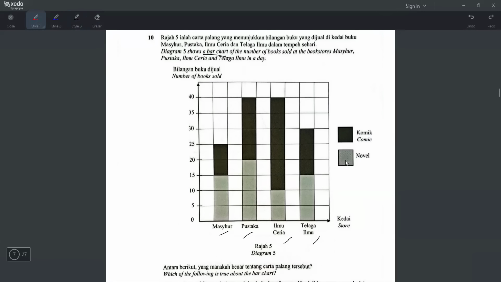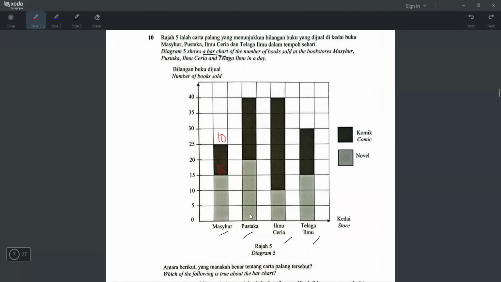For this one, the light color one is 15, right? So this is 15. But this one is 25, but it's stacked on top. So you have to minus 15 to get the actual value for here. So this one is 25, but you have to minus 15. That means the comic sold in Mashor is only 10. That's how you read a stacked bar chart.